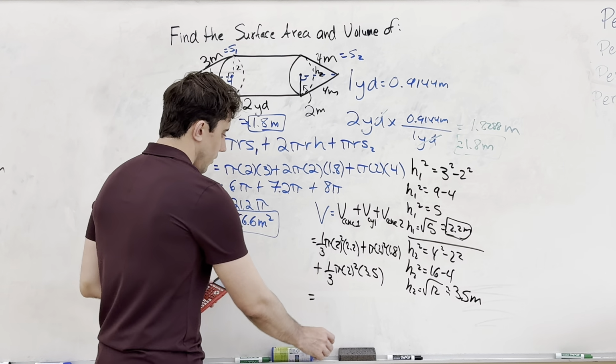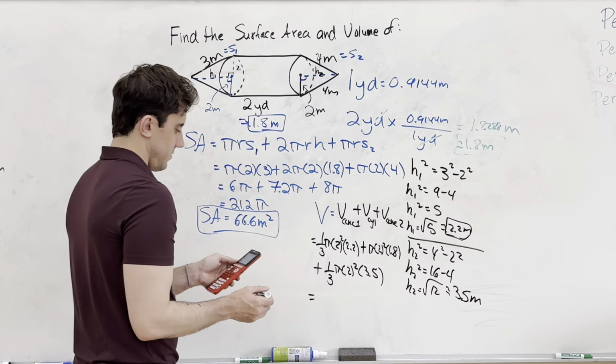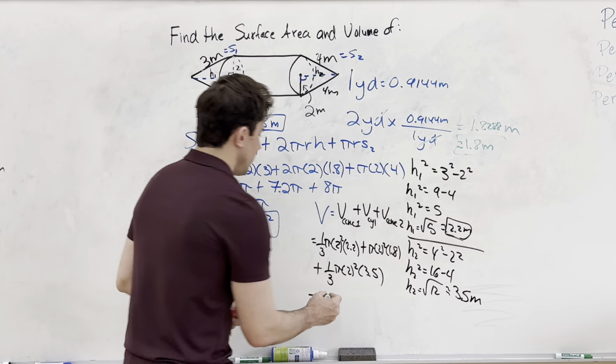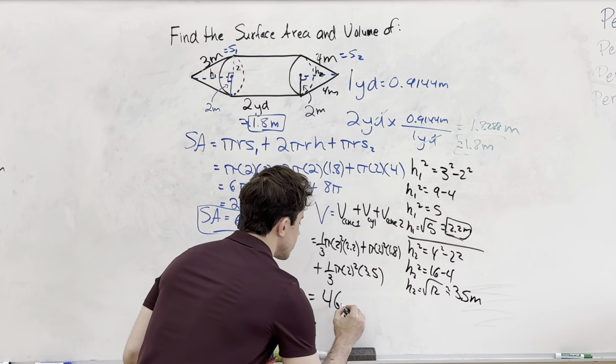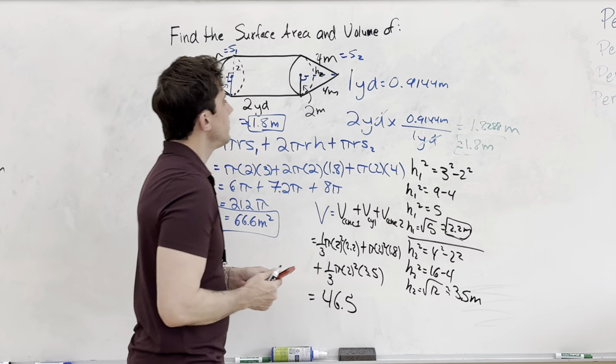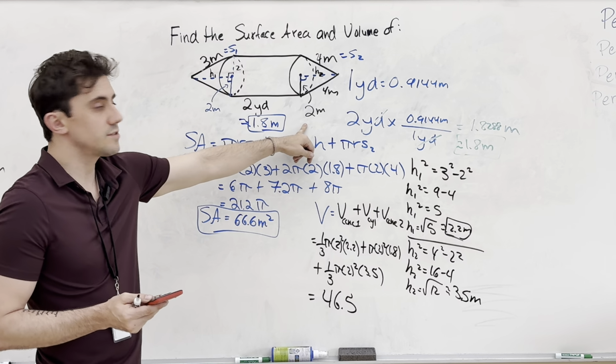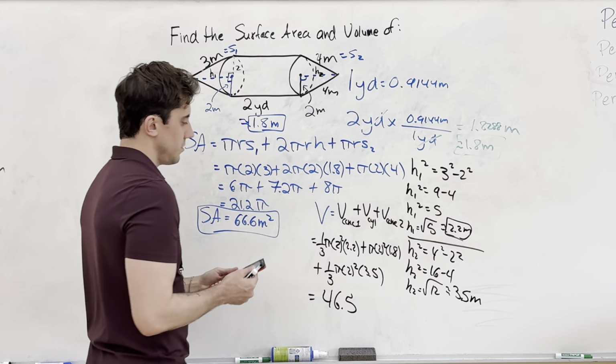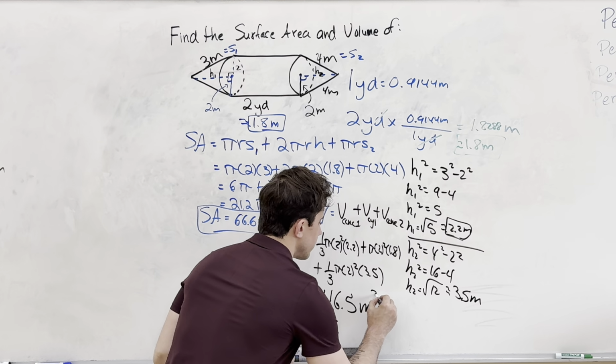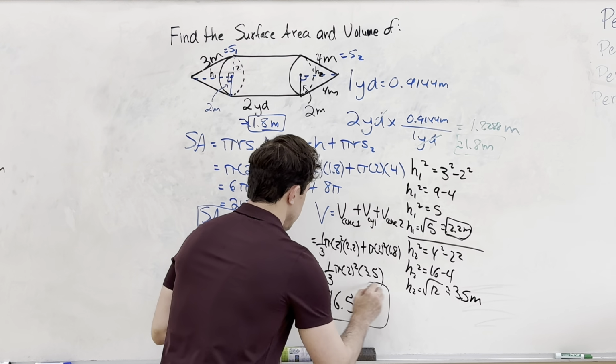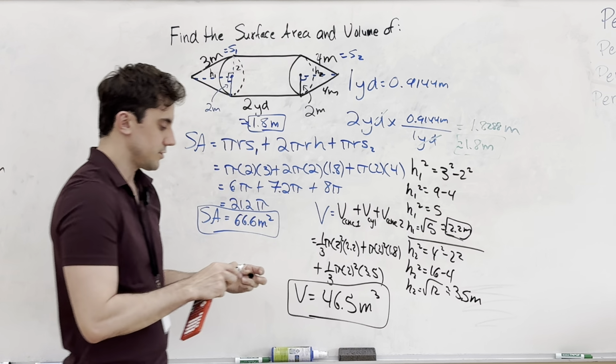And we get a volume of, let's go to one decimal place, 46.5, and our units are in meters. Volume is a 3-dimensional measurement, and so we have cubic meters as our units of volume.